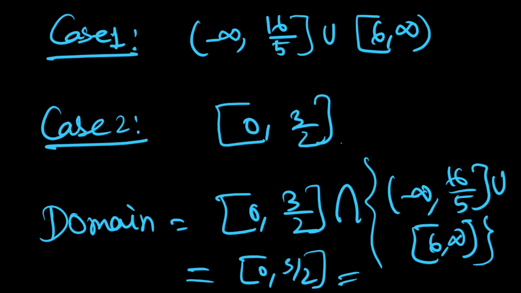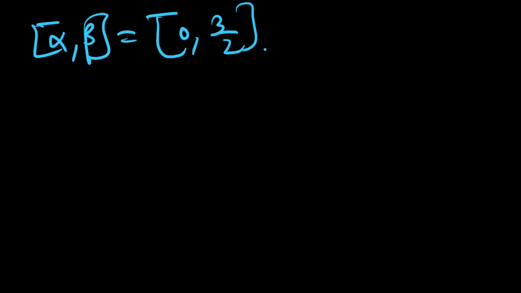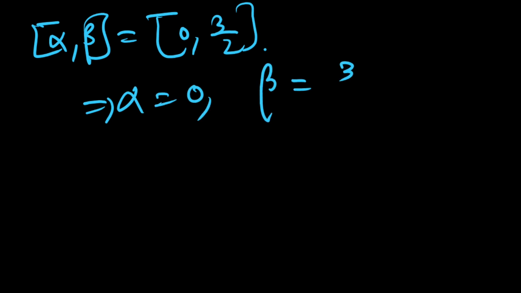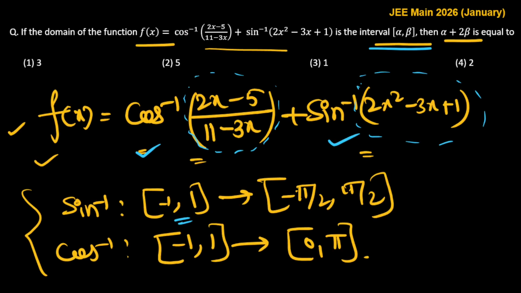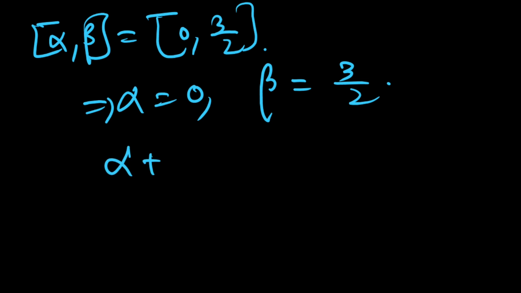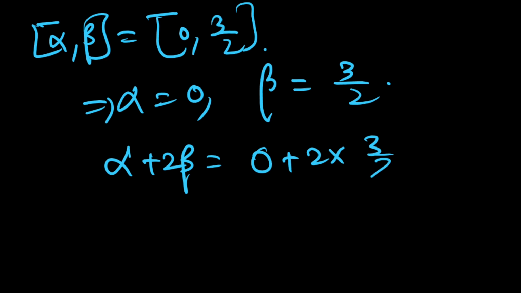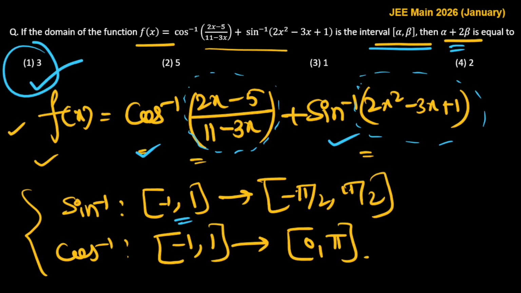So we compare these values. Therefore alpha comma beta is equal to 0 to 3 by 2. This implies alpha is equal to 0, beta is equal to 3 by 2. And the question asks what is the value of alpha plus 2 beta. Therefore alpha plus 2 beta is equal to 0 plus 2 times 3 by 2. The 2 cancels, that is 3. So 3 is the correct answer. If you see the options, the first option is the correct answer, 3 is here.